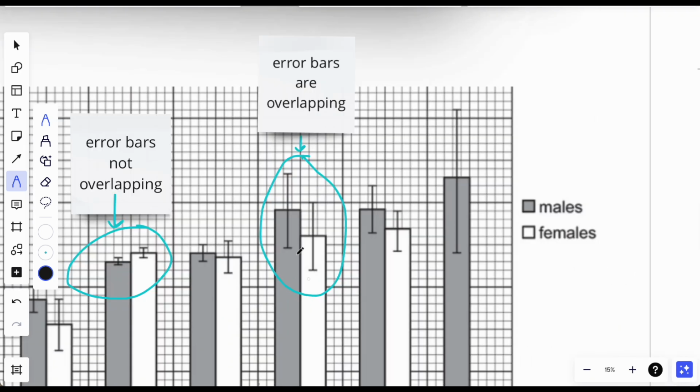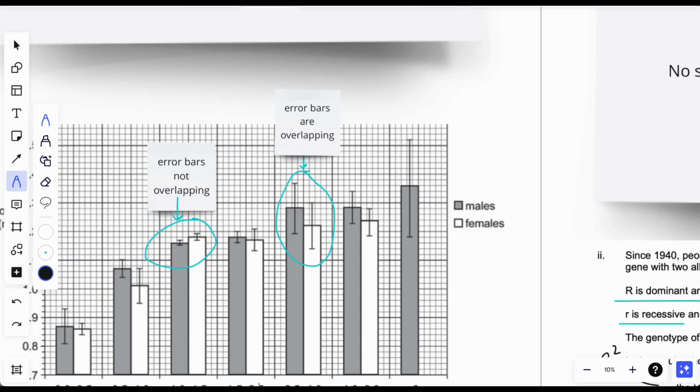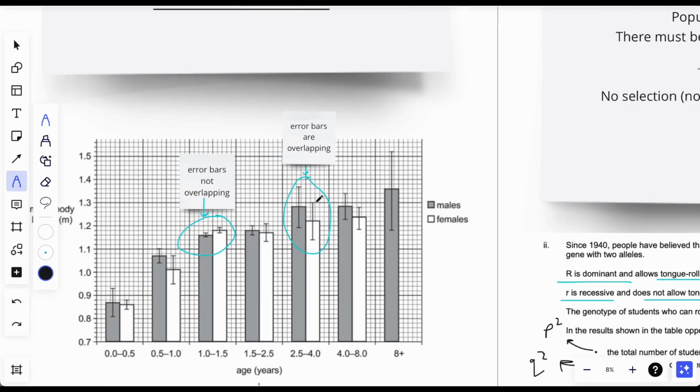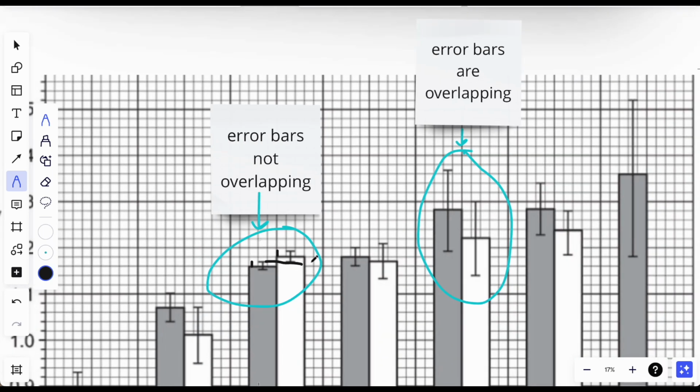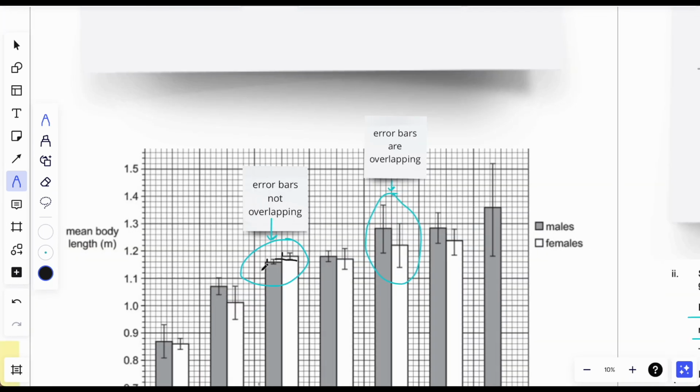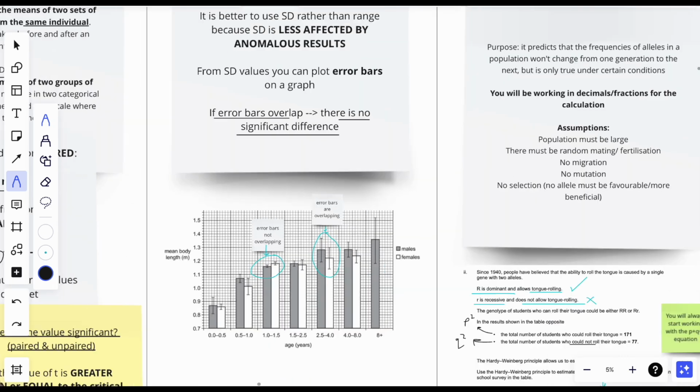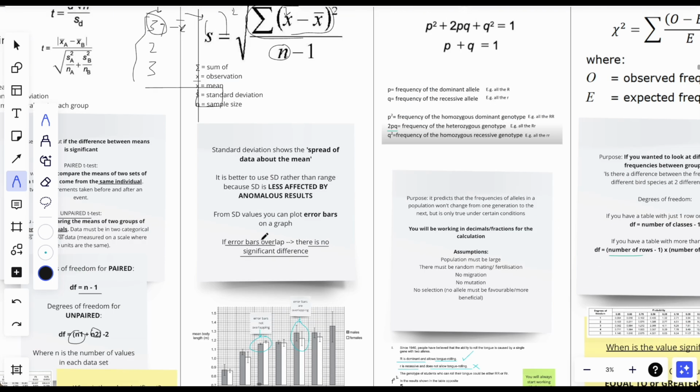So if you look over here, these bars clearly overlap. What I mean by that is, do you see this region? They're both at the same level. That's called overlapping. So if they are overlapping, there is no significant difference. However, if you look over here, if I was just to extend this line a little bit, you can clearly see that these two are not overlapping. So here, this difference would be significant. Okay, and that is standard deviation.